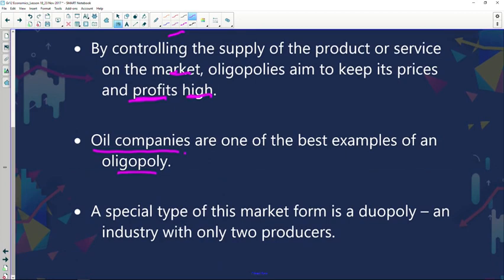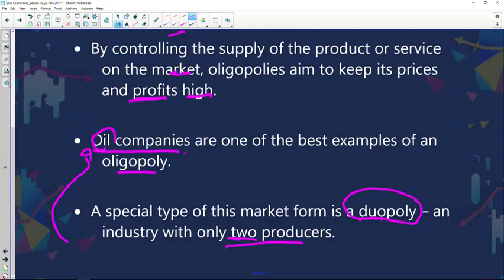A special type of this market form is a duopoly. Other people pronounce it differently, depending on how you want to pronounce that. We use dual for a combination of two things. So this is an industry with only two producers of goods and services. So you have company A and company B, and those are the only two companies that will be able to provide that service. Taken from the word, when you have a dual system, that means that you've got two systems in place.